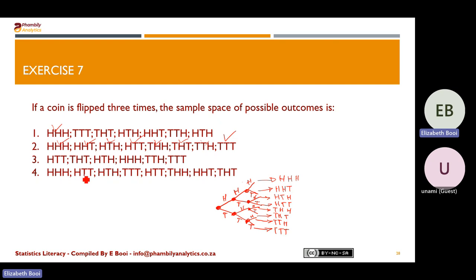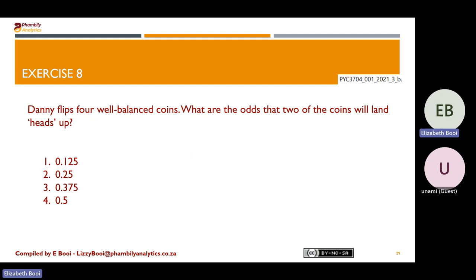Head, head, head, head, tail, head, tail, tail, head, tail, head, tail, tail, head. Head, tail, tail. It's repeating. This one is repeating, so it cannot be that one. So the others, they are missing other things. So you can see. So let's do the last one. Oh, this is the second last.